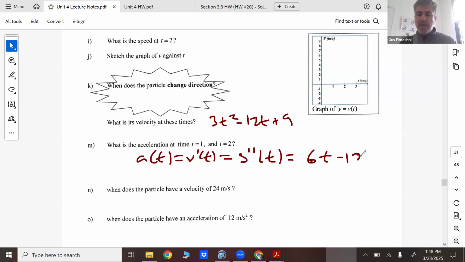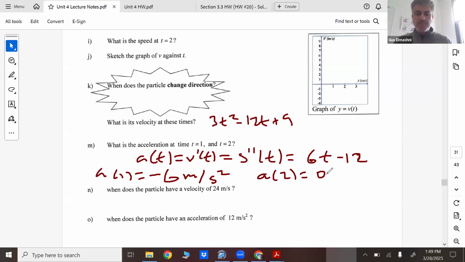So you don't have to always write a of t equals v prime of t, I just want you guys to know that a is v prime, or a is s double prime. That's 6t minus 12. If I plug in 1, that's going to be -6 meters per second squared, by the way. If I plug in 2, that's going to be 0 meters per second squared.